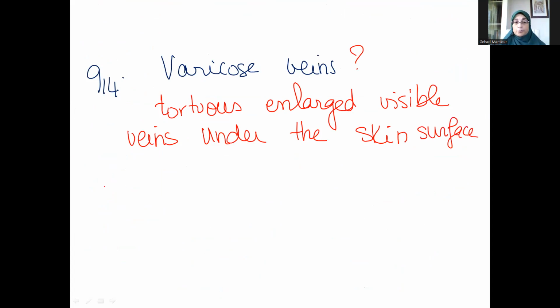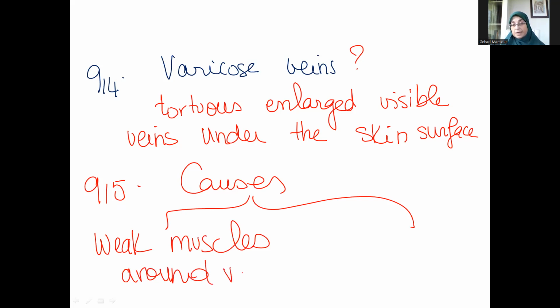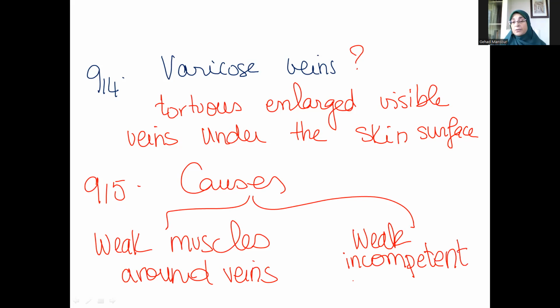If you're ever asked about the causes of varicose veins, we have two major causes. We have weak muscles around the veins. And the second cause is weak, incompetent valves that do not close properly in order to prevent the pooling down of blood into the lower limbs.